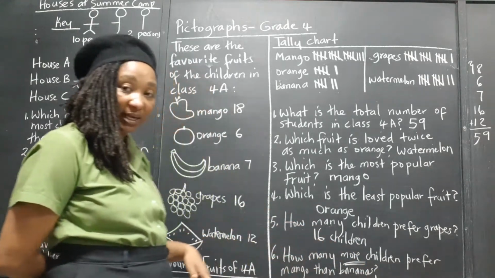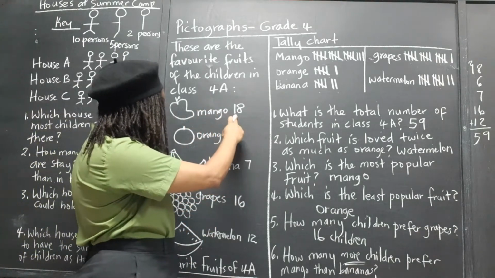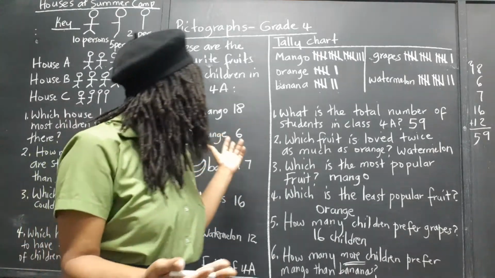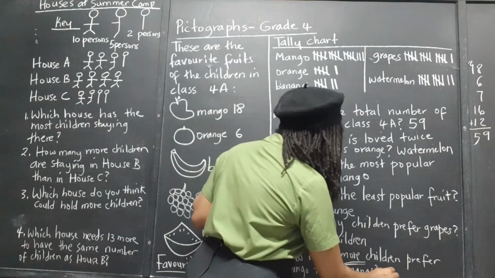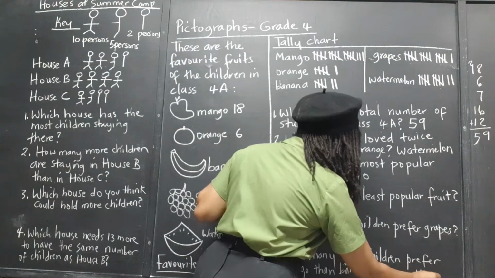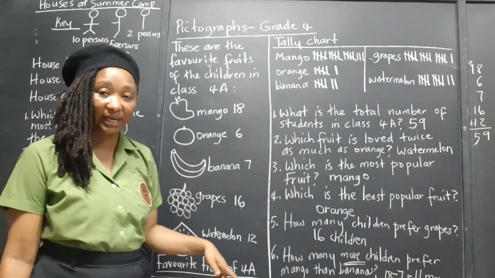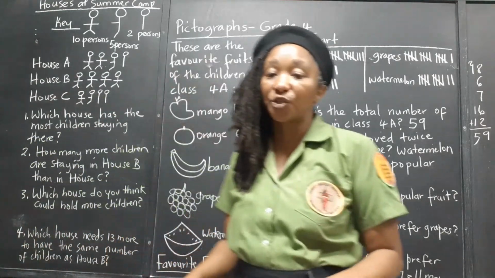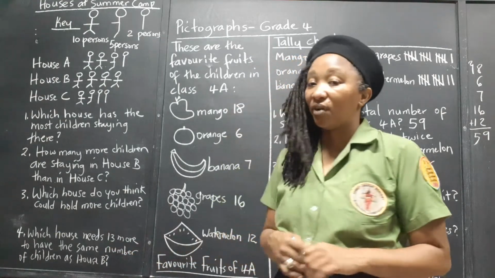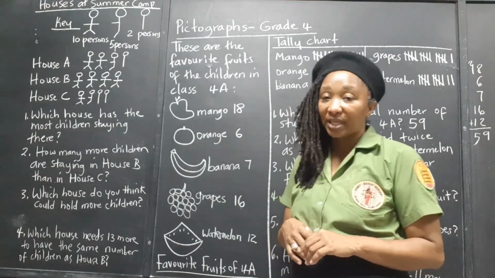So we need to subtract to see how many more. So 18 love mango the most. 7 love banana the most. How many more is 18 than 7? We need to subtract. So we can put 18 subtract 7, and that is 11. 11 more children prefer mango than bananas. So we need to make sure that we answer the question that's being asked. Don't give irrelevant answers. Let's look at another pictograph.